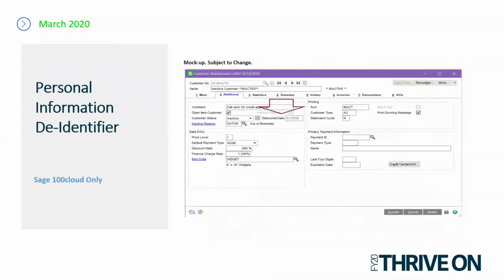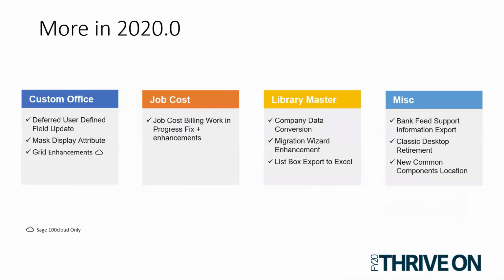The personal information de-identifier is that they're working on things to have personal identification information not as accessible in Sage in various areas. So this is one of the things that they're looking at related to customer maintenance. They made several changes to the payroll module when the new payroll hit a couple of versions ago.